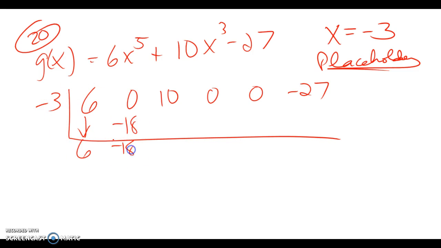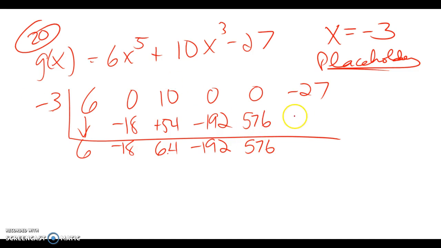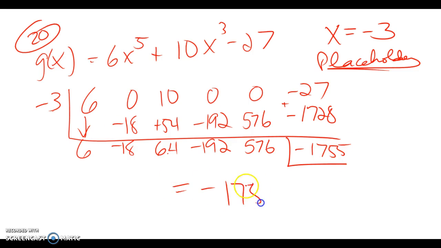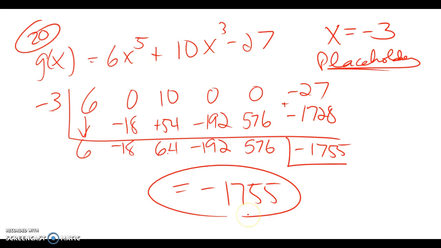-18, and -3 times -18 is +54. It's 64. 64 times -3, -192, and add. Multiply those together and get a +576. Multiply that by -3, I get -1728. Add those up. My answer is -1755. So those are all the problems on this study guide.